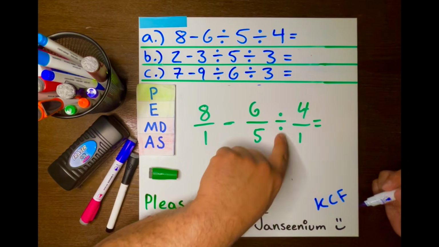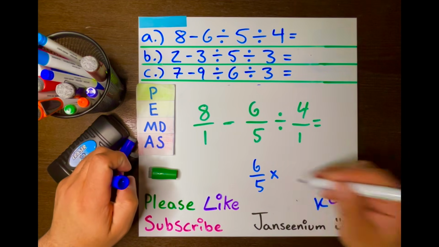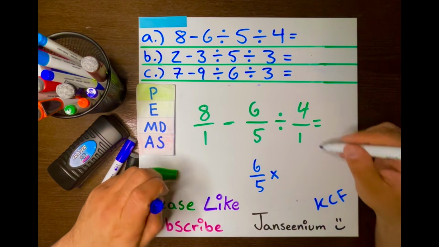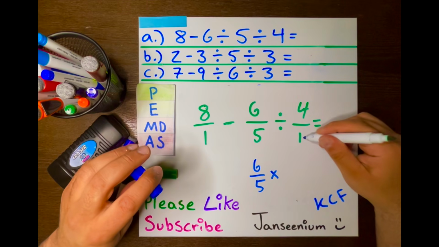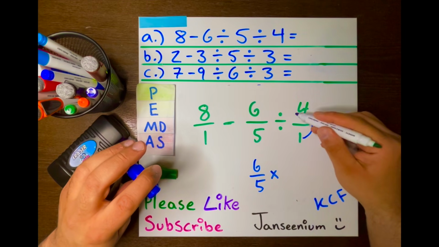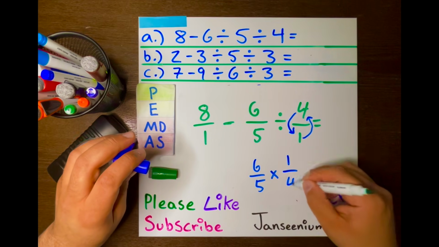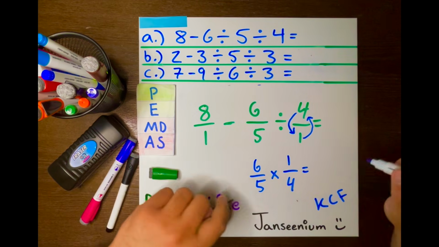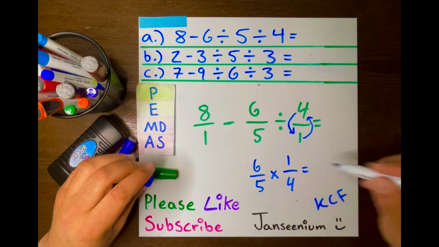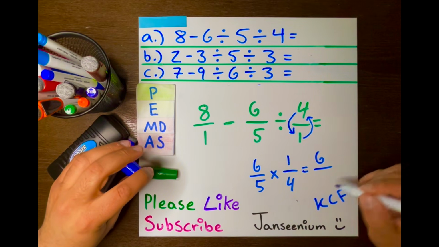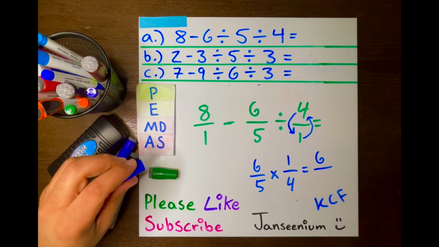Next, we change division to multiplication. So I'll write times. And then we flip the second fraction. So the 1 goes on top of the fraction and the 4 goes below the fraction. So it'll be written like this, 1 over 4. Next, we multiply across. So what is 6 times 1? 6 over, what is 5 times 4?